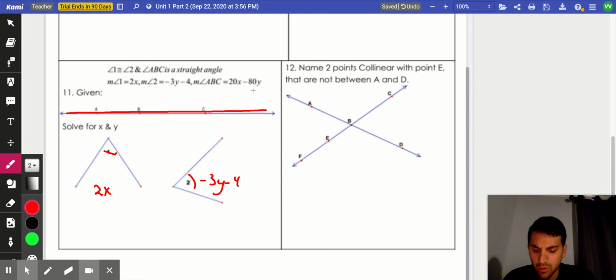So just want to double check your answer key really quick. Make sure I'm doing this right. Okay, so you're using a system of equations, right? Both these angles are equal to each other, so you could simply say 2x is equal to negative 3y minus 4. And we're saying angle 1 and 2 and angle ABC is a straight angle. So technically, there's a comparison here.